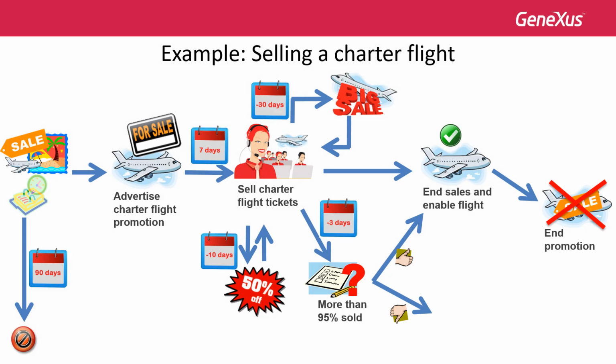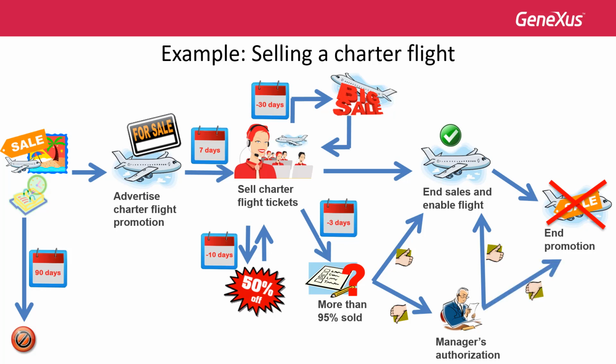If less than 95% of the flight tickets have been sold, an authorization from the travel agency's management is requested to check whether the flight will depart or be canceled due to not meeting the objective of selling most of the seats available. If the flight is authorized, it's enabled. In addition, the promotion is removed and the process is ended. If the travel agency's management does not authorize the flight, the promotion is removed and the process is ended.